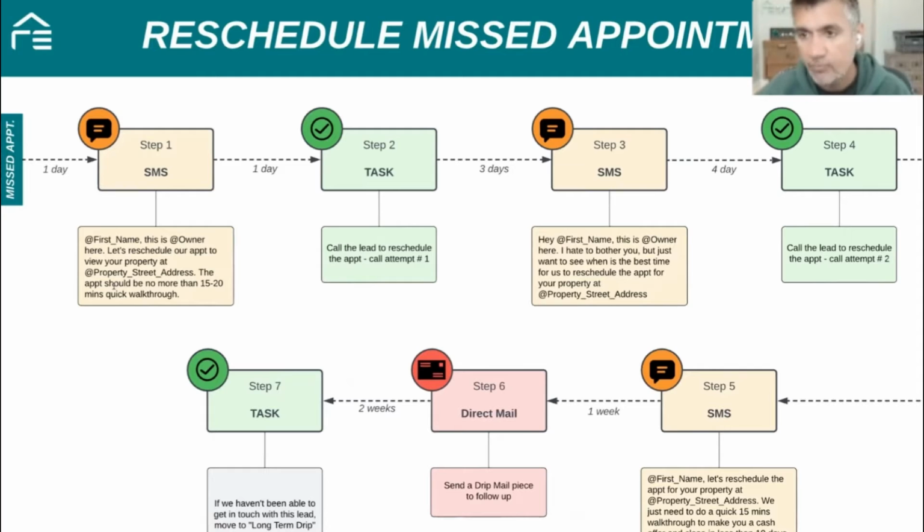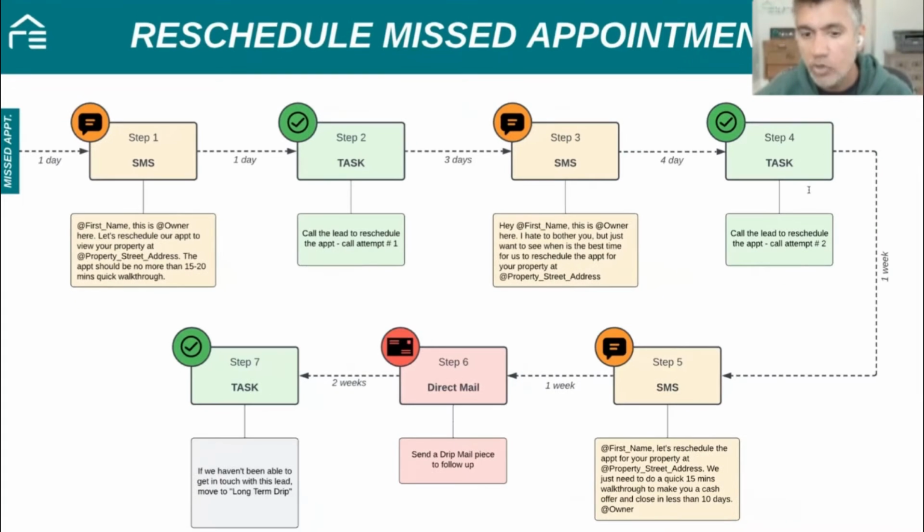So for this, you would want to use this drip campaign. Send them an SMS, basically letting them know the appointment will take about 15 to 20 minutes, a quick walkthrough, or whatever your process is, 5 minutes, 10 minutes. Then call the lead to reschedule and send them another SMS asking when is the best time. And then send them again, call the lead, send them an SMS, then send them a direct mail.